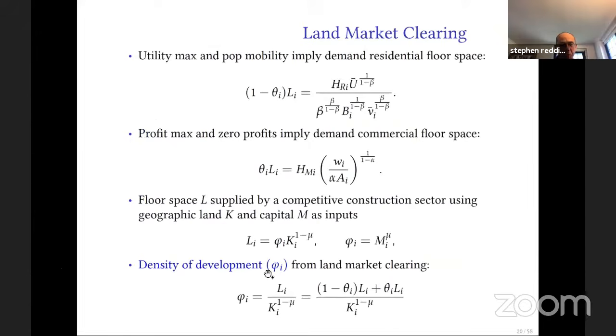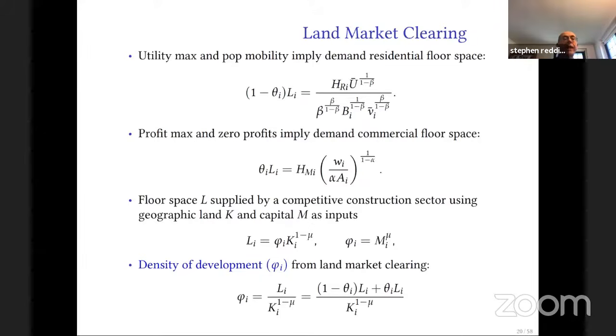Okay, and so as we've gone through the model, we've seen how to determine amenities, we've seen how to determine productivity. There's another object in the background that we now need to determine, which is the density of development, the ratio of floor space to land area. And the way we're going to do that is use another equilibrium condition of the model. In particular, we're going to use the land market clearing condition of the model.